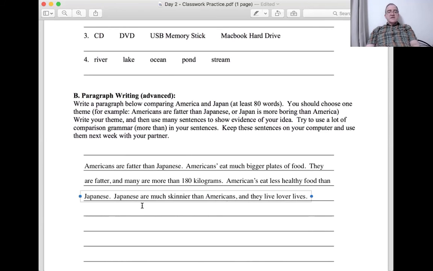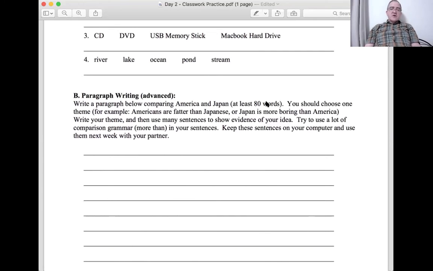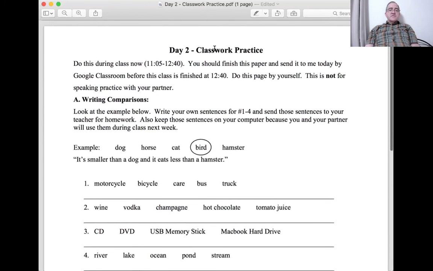Okay, there's my example. Now, I don't want you to copy me. I want you to make your own theme and then some examples to show that theme. You should have at least 80 words. When you finish this paper, you send it to me today. You should send it to me before 12:40 today, okay? Now, that is your classroom practice. And that should take you until the end of class today.